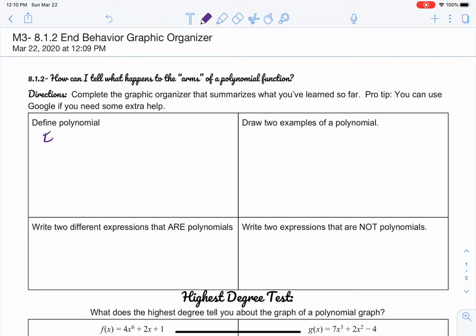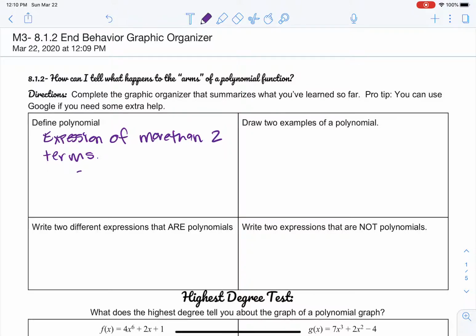It's an expression of more than two terms. So remember, terms we separate by, like, an x is a different term than an x squared, which is different than a constant, just a number term.